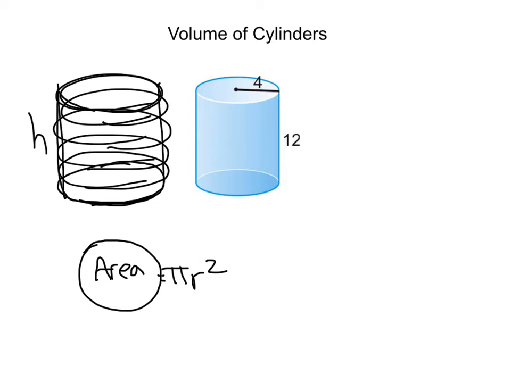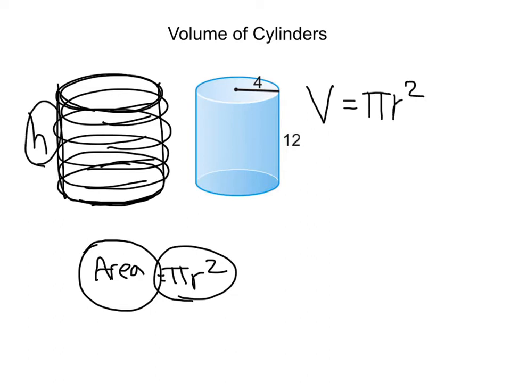So in order to get our volume of a cylinder, we are going to take the area of that circular base, pi times radius squared, and multiply by the height. And that's it. That will give us the three-dimensional volume of our cylinder.